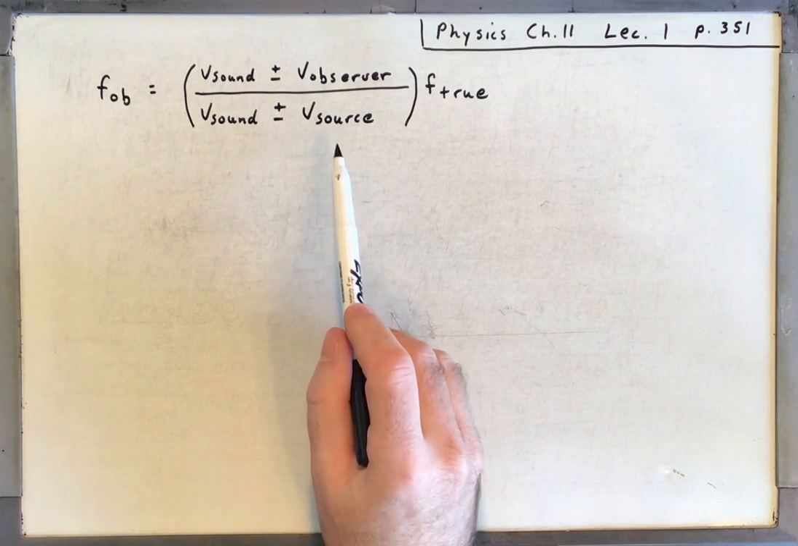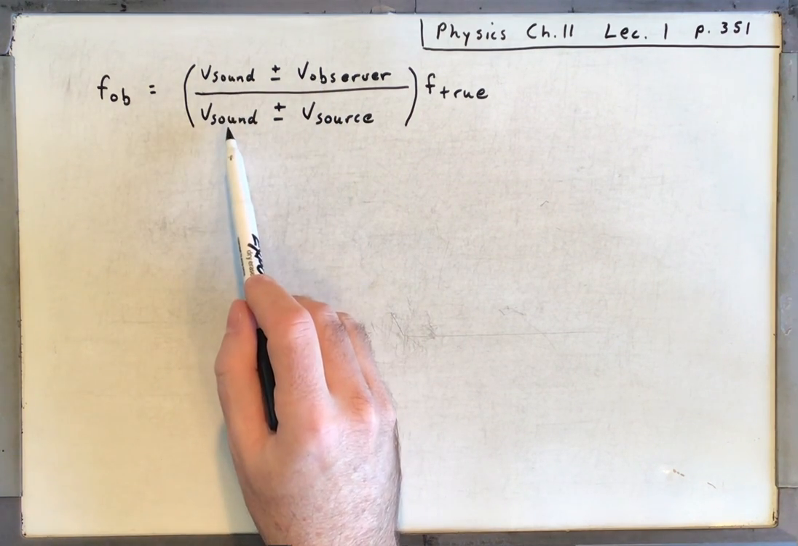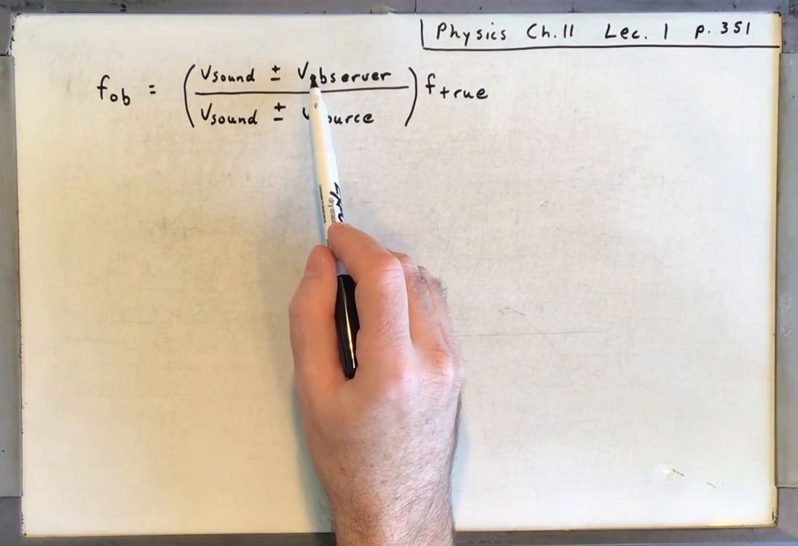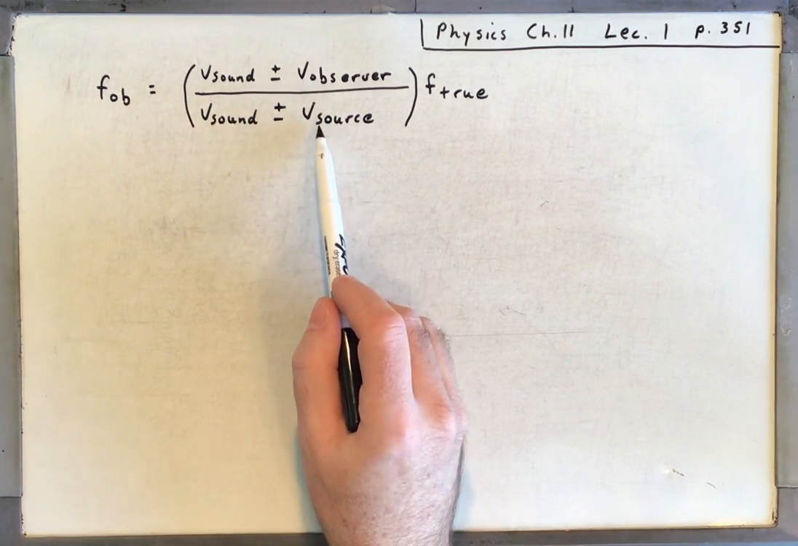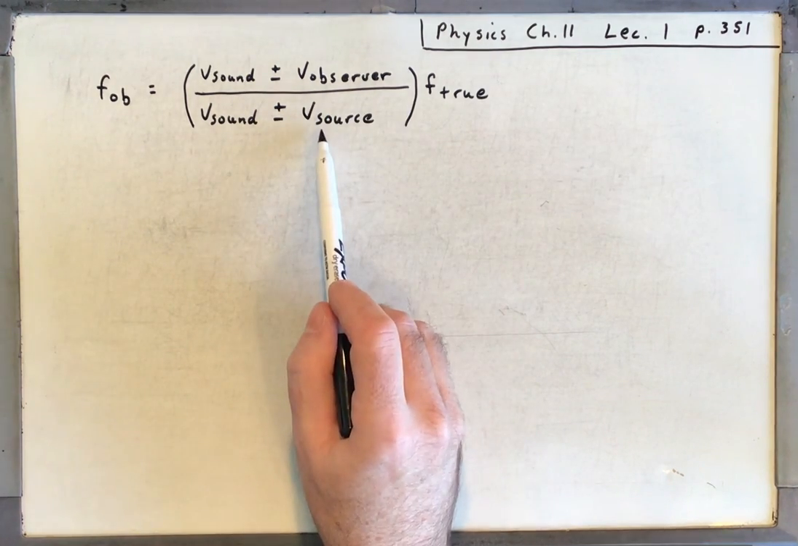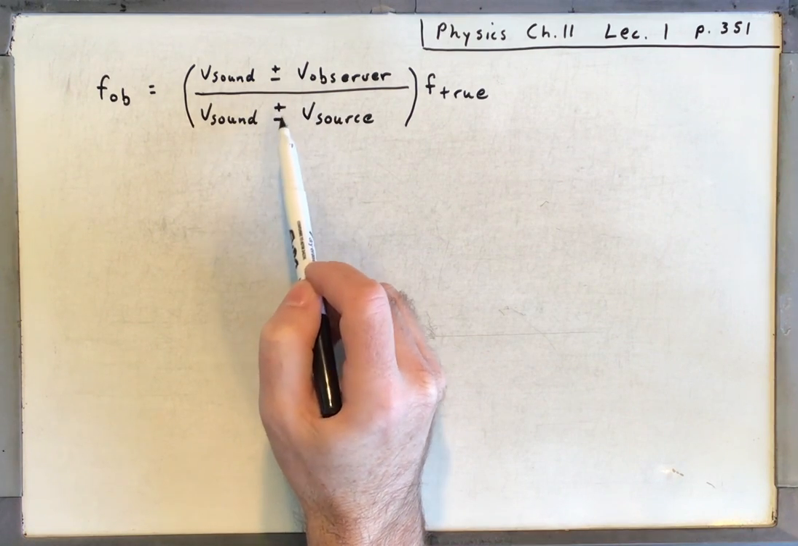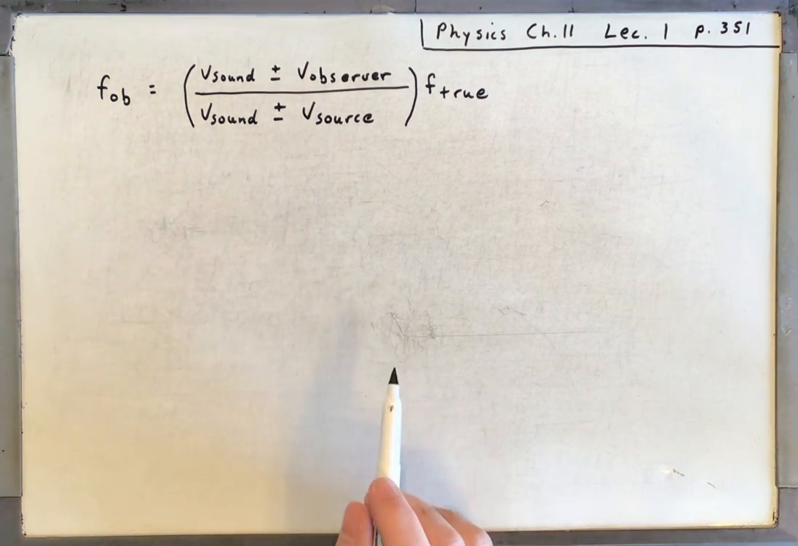Now, how do I remember this equation? I think of it alphabetically. You've got the velocity of sound over the velocity of sound. That's pretty easy to remember. Observer in the alphabet, O comes before S. So observer goes on top, source goes on the bottom. Now, whether you use a plus or minus, I'm going to explain that to you as we work the problem.